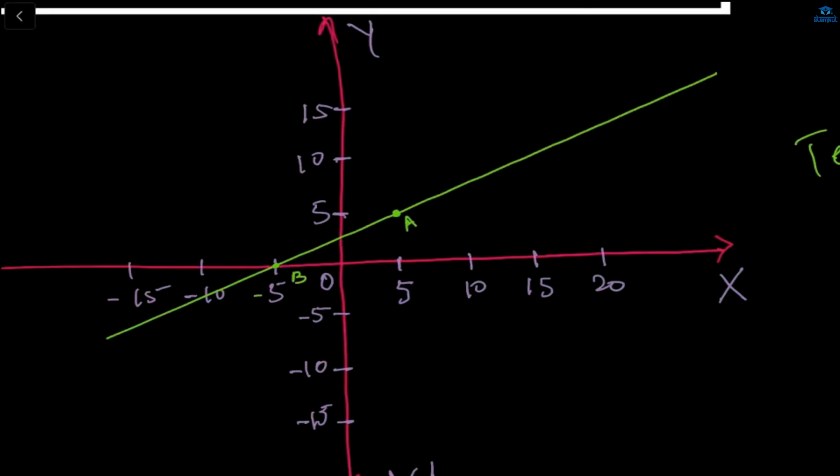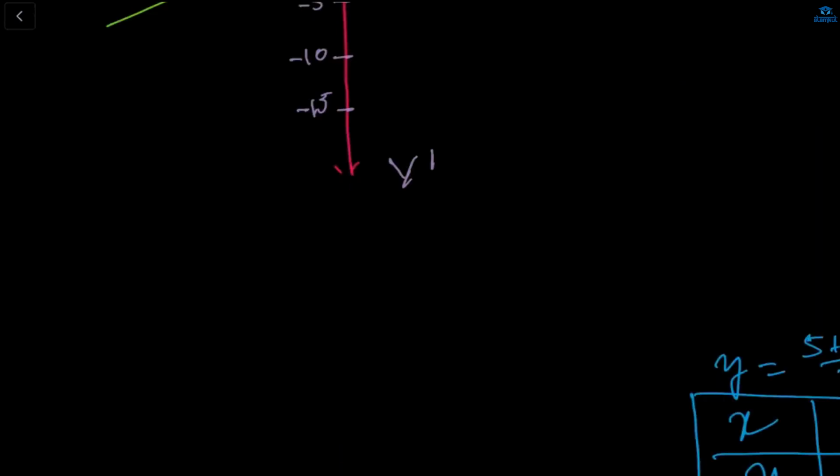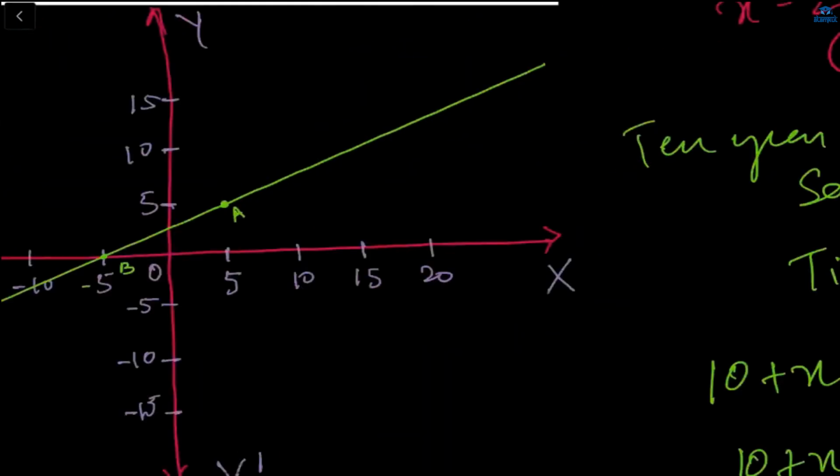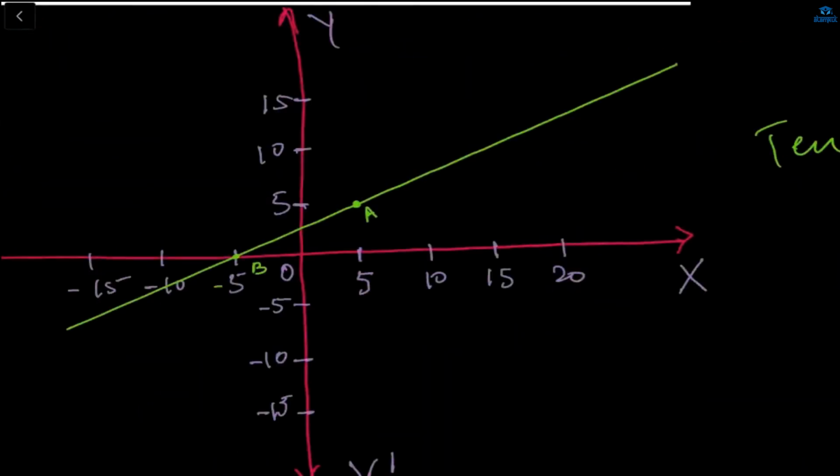Now for the second graph I'm drawing with another color, blue, so you won't get confused. The second one is 5 comma minus 5 and 10 comma 0. 5 comma minus 5 is your point C, and 10 comma 0 will be the point D.